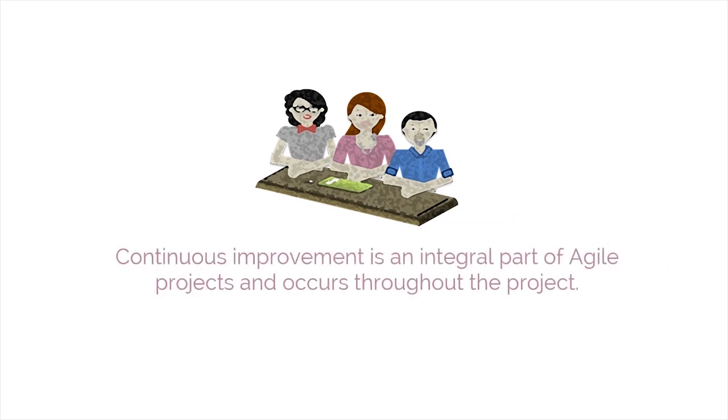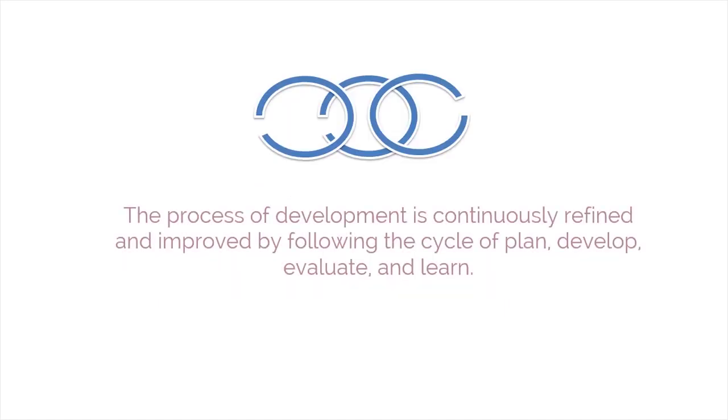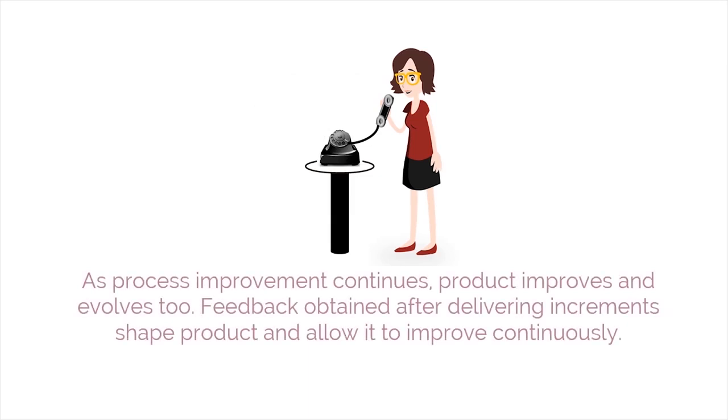Continuous improvement is an integral part of Agile projects and occurs throughout the project. The process of development is continuously refined and improved by following the cycle of plan, develop, evaluate, and learn. As process improvement continues, the product improves and evolves too. Feedback from customers obtained from delivering increments shape the product and allow it to improve continuously.